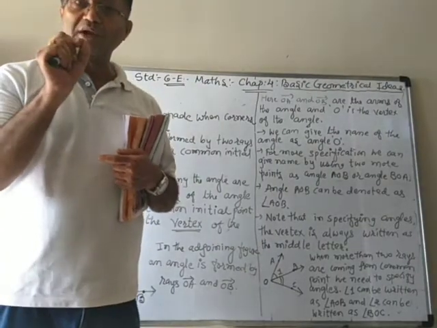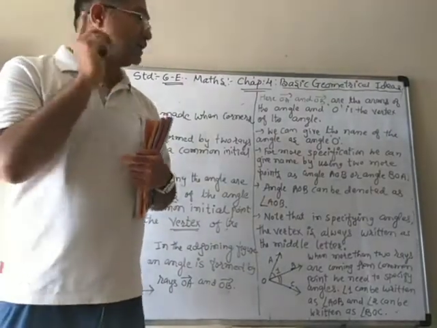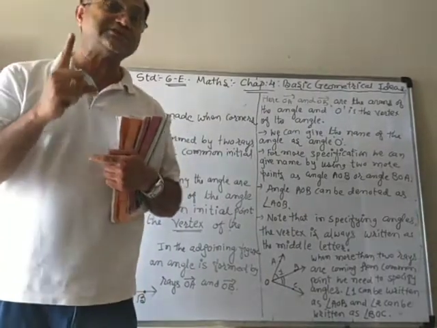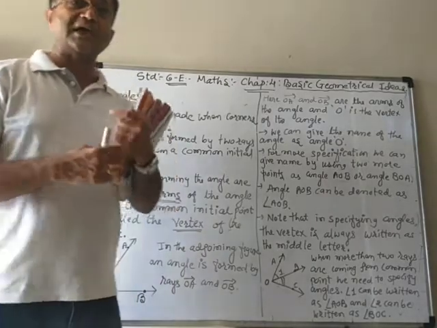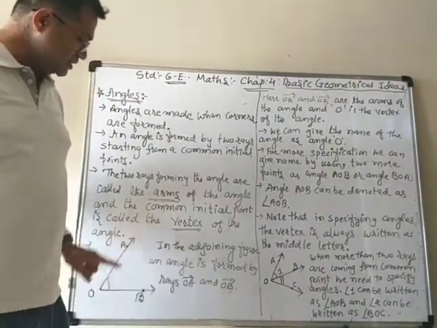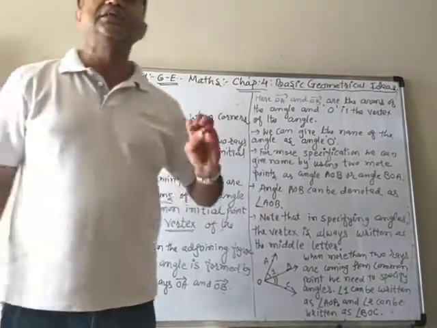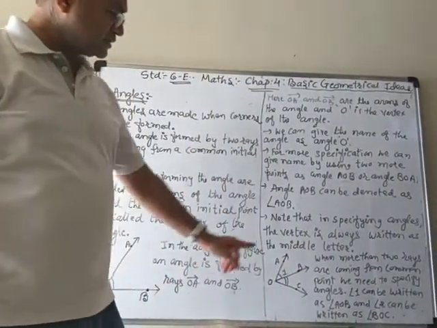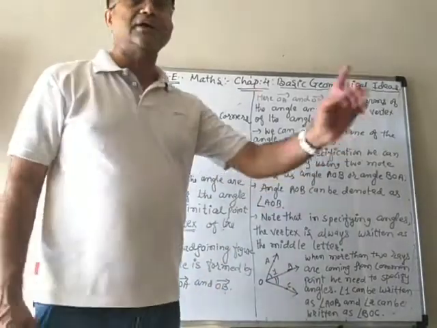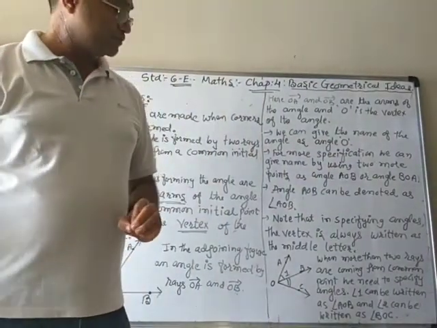We have to be careful when there are three letters we are using. Which letter must be in the middle? The vertex. Vertex of the angle means that the common initial point must be in the middle. Look here. Here you can see that there are three rays coming from the same point O.